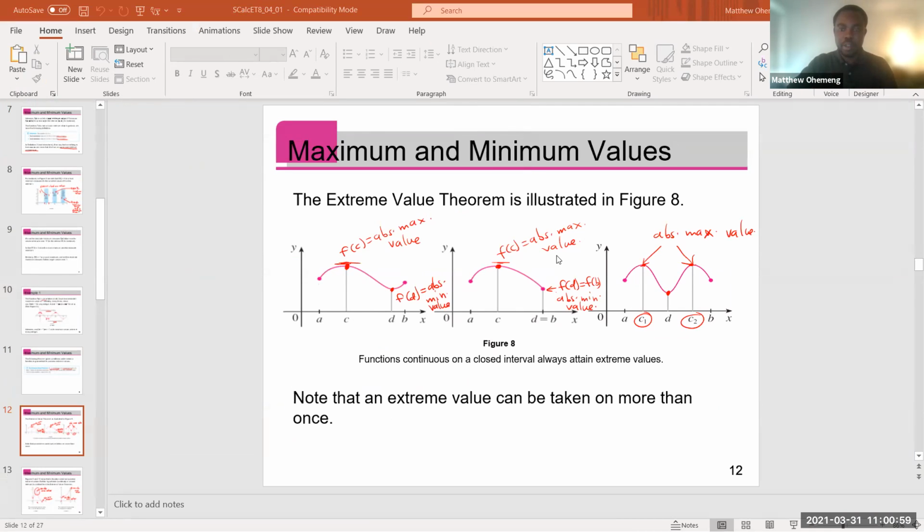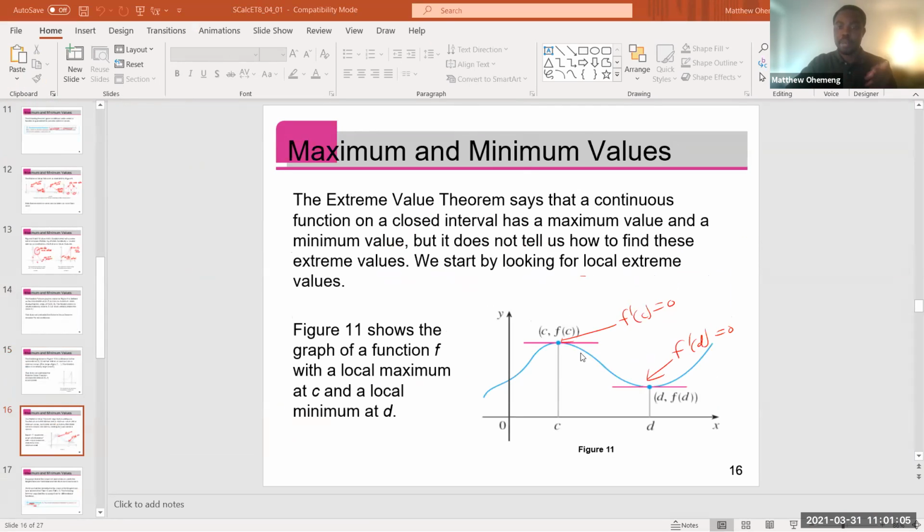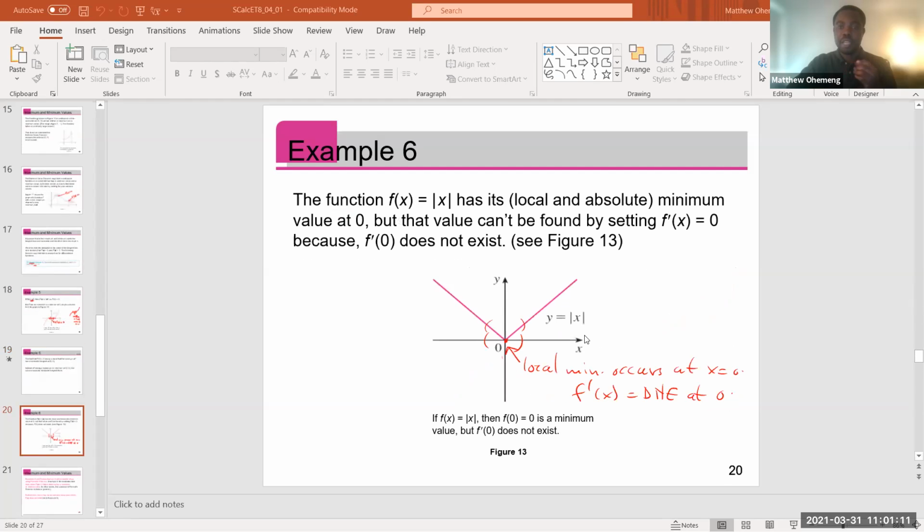So we did all that, and we said that to find the absolute maximum or minimum value, we're going to start by looking at local extreme values. And we concluded that local extreme values are likely to occur, or will be part of a set of points where f prime at that point is equal to 0, or where f prime is DNE, right?